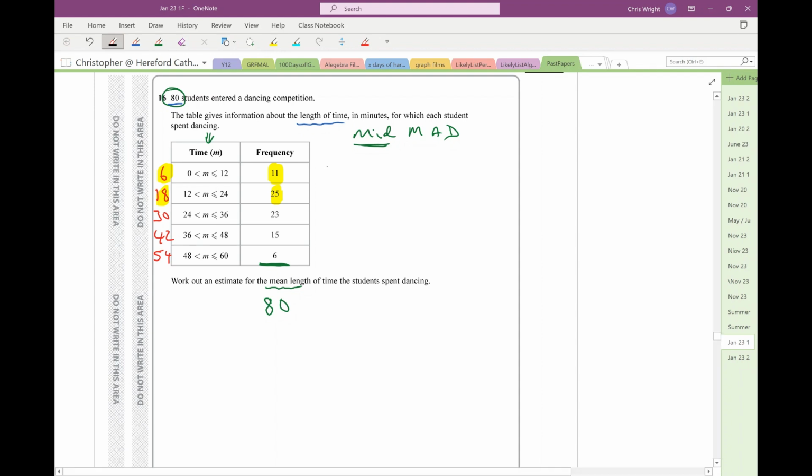Right, 11 times 6, 66. 25 times 18, 450. 23 times 30, 690. 15 times 42, 630. And 6 times 54, 324. Right, I've found the midpoints. I've multiplied. Now I'm going to add. I'm going to add all of these black numbers together.